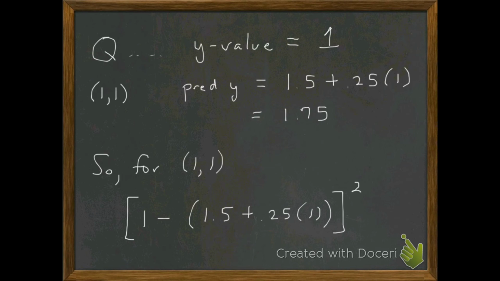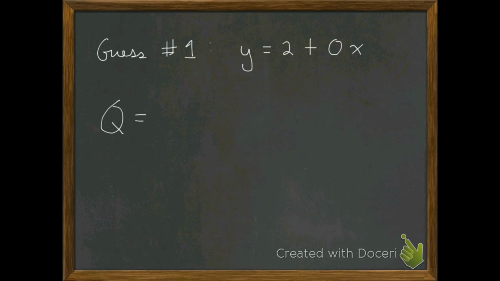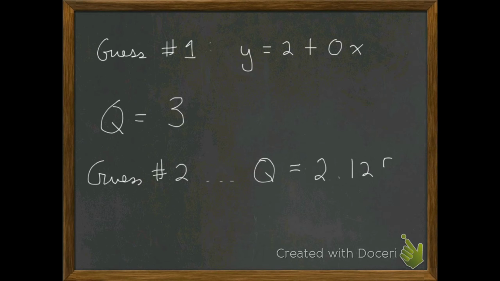So our second guess, if we go back to this, guess number 1, we got Q equal 3. And for guess number 2, we get a better Q. Again, because what we're trying to do is minimize the value of Q.